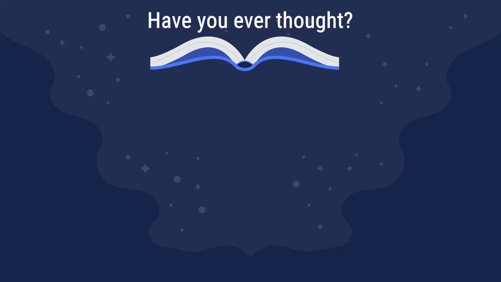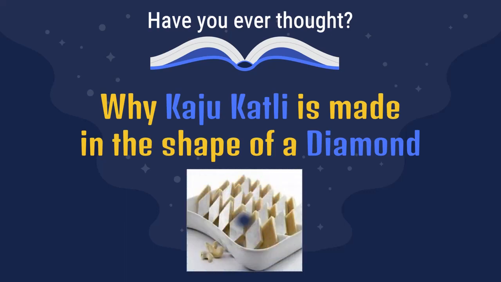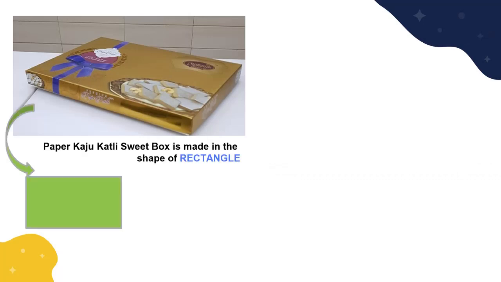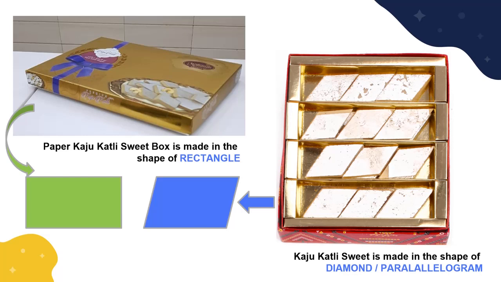Have you ever thought why Kaju Katli is made in the shape of a diamond? If you see, this is the Kaju Katli box, which is made in the shape of a rectangle. Whereas if you see the Kaju Katli, this is in the shape of diamond or parallelogram. Now the question comes, why? Why do we make this in the form of diamond or parallelogram? Why not in the form of rectangle?